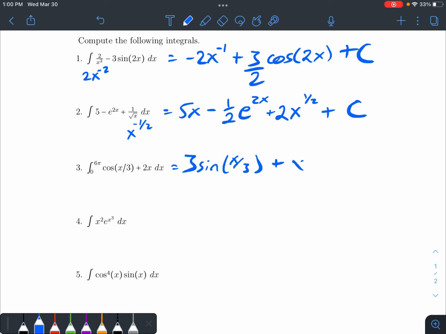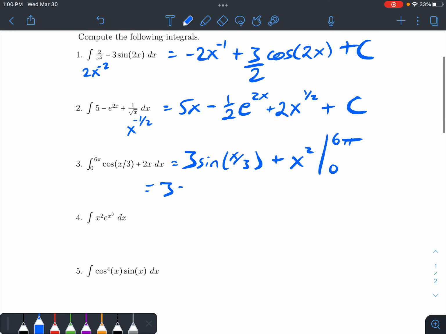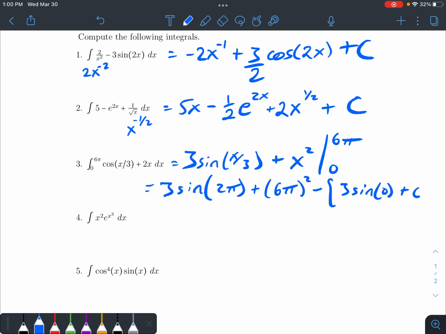And then the integral of 2x is just x squared. And this is a definite integral from 0 to 6 pi, so we just put those bounds in. So we get 3 sine of 6 pi over 3, so that's 2 pi, and then plus 6 pi squared. And then minus, and we need this all in parentheses. It's actually not going to matter here, but we would get 3 sine of 0 plus 0 squared. This is all going to end up equaling 0. That's why it doesn't matter so much in this case, because adding or subtracting 0 doesn't change the answer. But in general, you need these parentheses around it so that you're subtracting all of the terms, not just the first term.